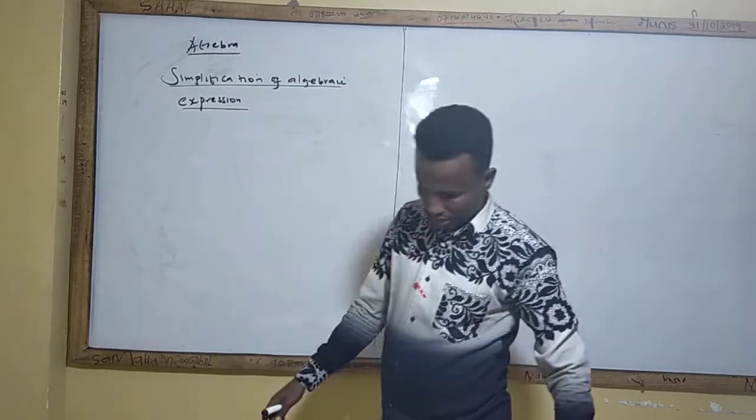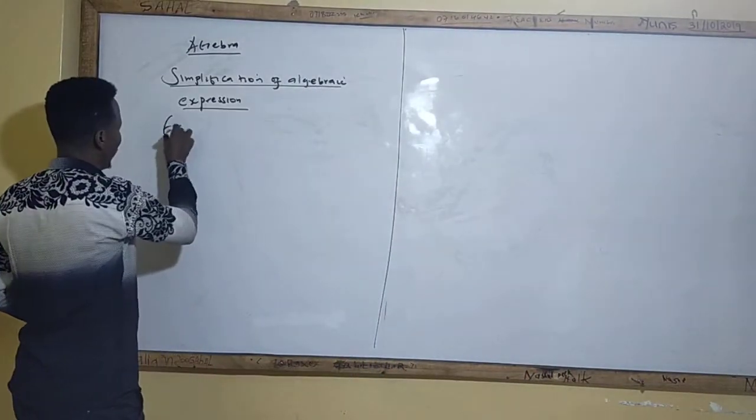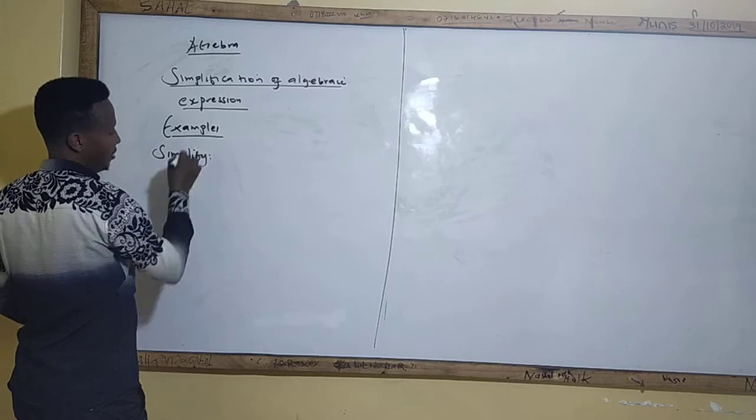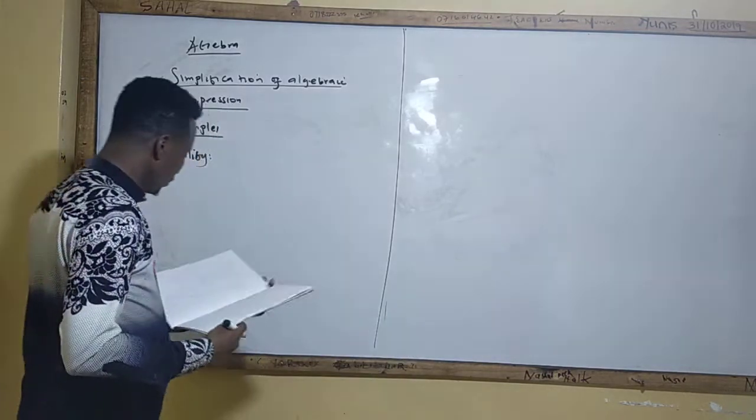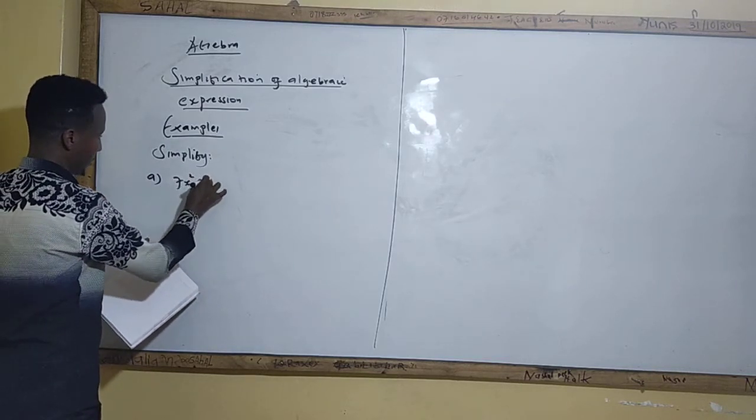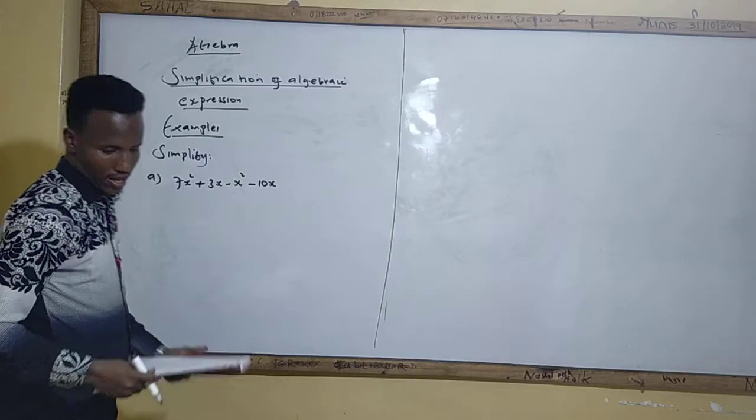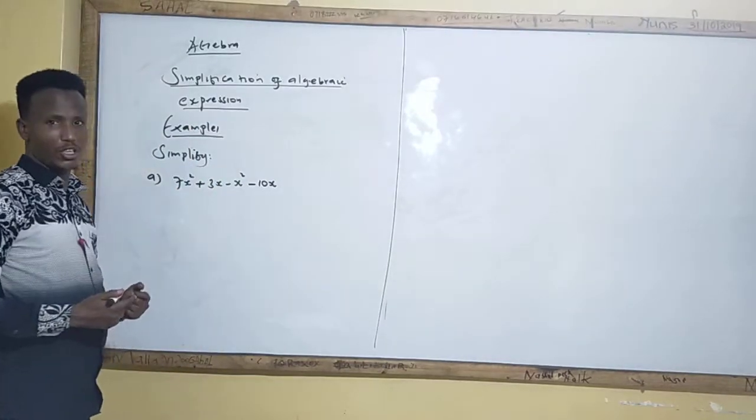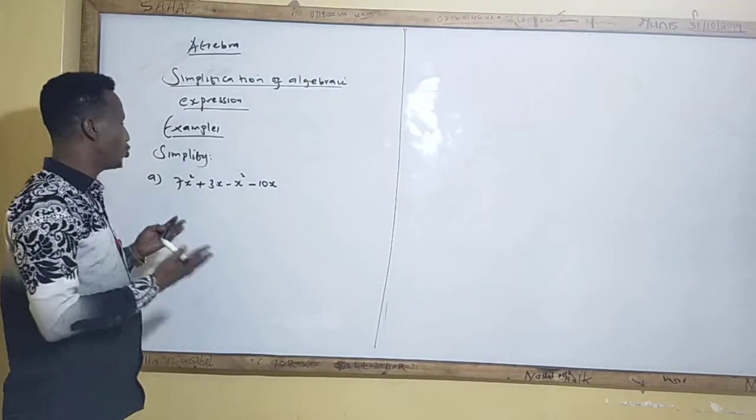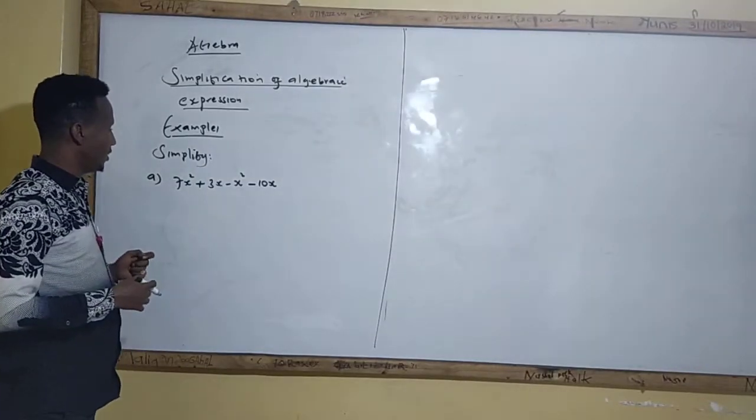As far as your knowledge of grade 9 is concerned, we are going to see the first one, example one. Simplify: 7x squared plus 3x minus x squared minus 10x. The moment you encounter such an expression in the examination and you are told to simplify, you're going to collect the like terms. I think you understand this language better than us because you are there in Canada. So you collect the like terms.